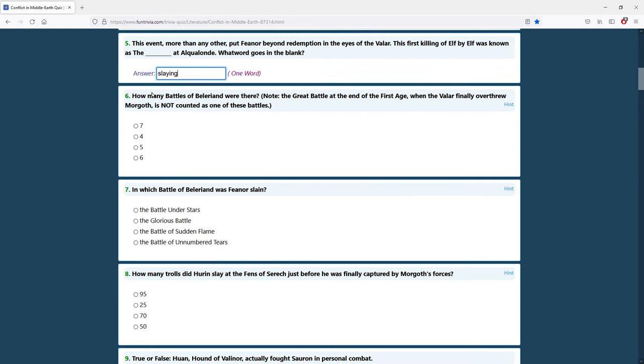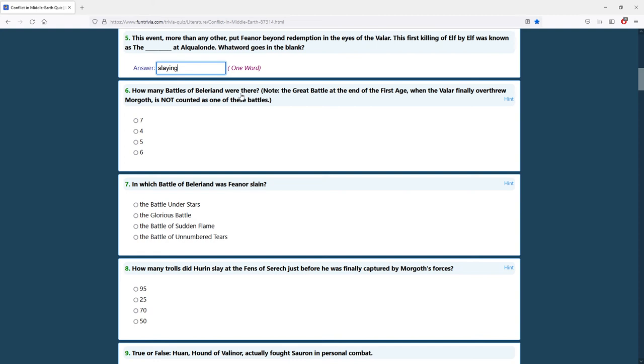Question number six. How many battles of Beleriand were there? Note, the great battle at the end of the First Age, when the Valar finally overthrew Morgoth, is not counted as one of these battles. I think it's 5. I'm pretty sure it's 5. 7, 4, 5, 6. Or is it 4? Maybe it's 4. Wait, there was Nírnaeth Arnoediad, Dagor Bragollach, and I think there were at least another 2. So it's either 4 or 5. I don't think it's 6 or 7, too many. 1, 2, 3. These exist. The Glorious Battle? Doesn't sound familiar, but I don't know.